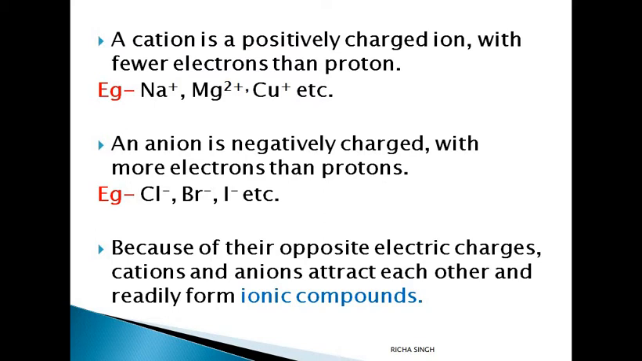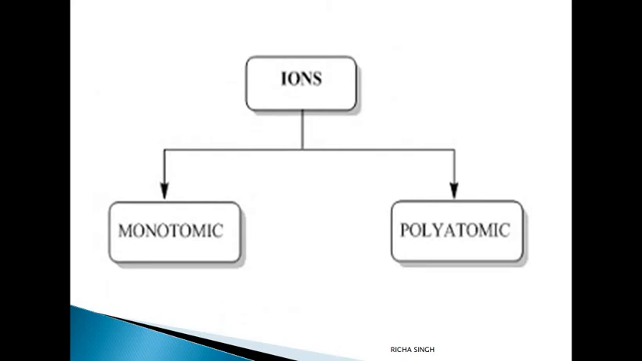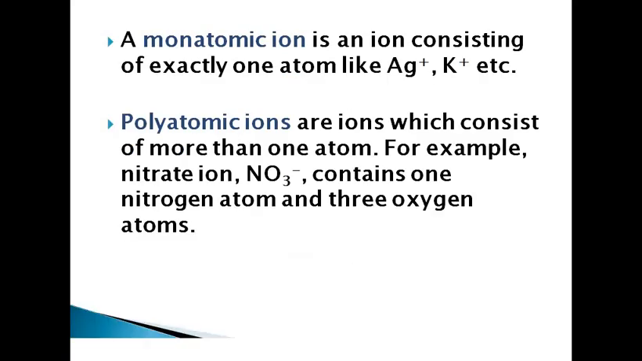Next, ions again are of two types, monoatomic and polyatomic. Monoatomic ions have only one atom, polyatomic ions have different atoms. For example, Ag+, K+, these are monoatomic ions. Polyatomic ions consist of more than one atom. For example, the nitrate ion, that is NO3-. It consists of nitrogen as well as 3 oxygen atoms which together form an ion.